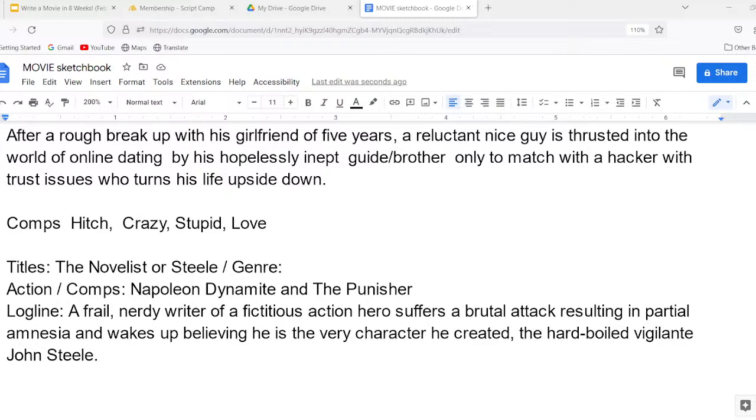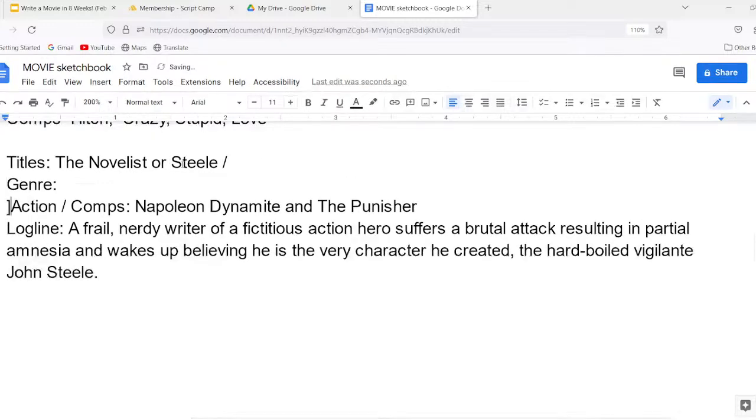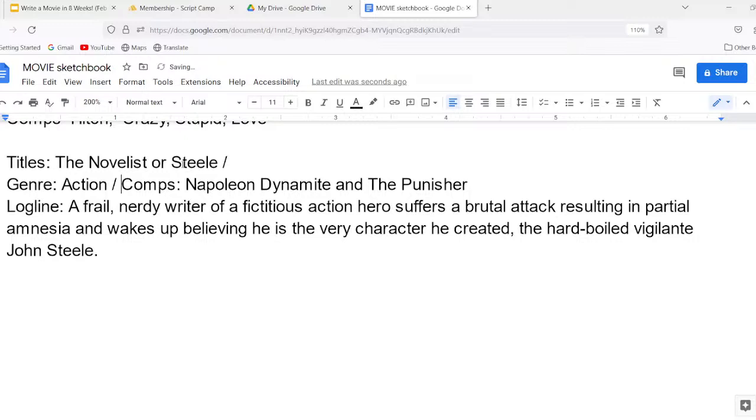Okay. The title's either The Novelist or Steal. Genre action, comps, Napoleon Dynamite, only because I couldn't think of a good frail nerd movie, and The Punisher. So the logline is: a frail, nerdy writer of a fictitious action hero suffers a brutal attack, resulting in partial amnesia, and wakes up believing he is the very character he created, a hard-boiled vigilante known as John Steele.